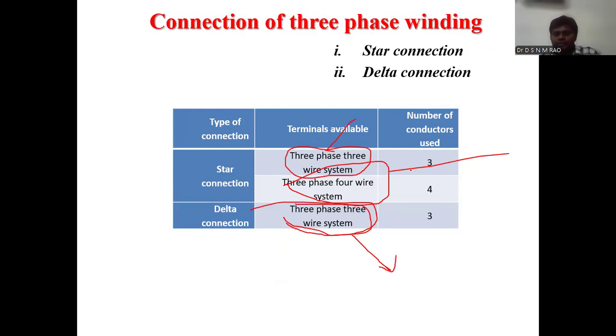For three-phase three-wire system, three conductors are required. For three-phase four-wire, four conductors are required. Similarly, for three-phase three-wire delta connected system, three conductors are required.